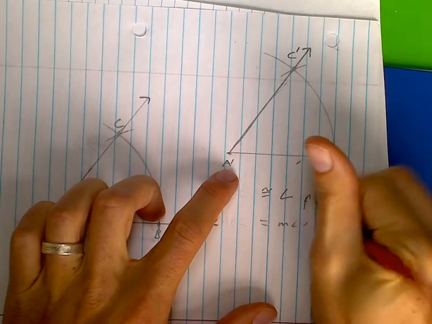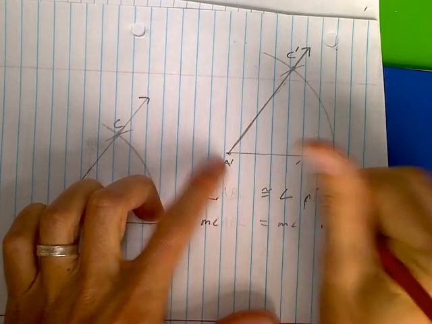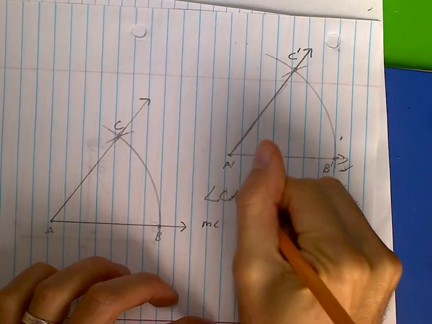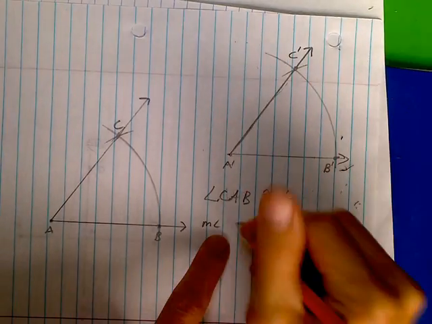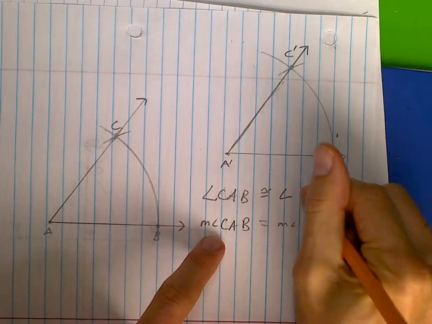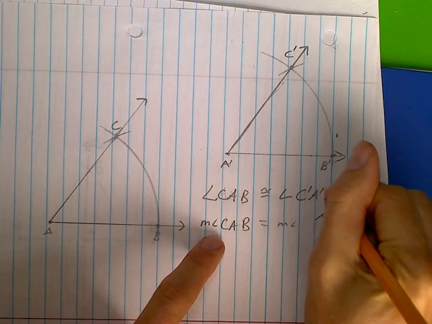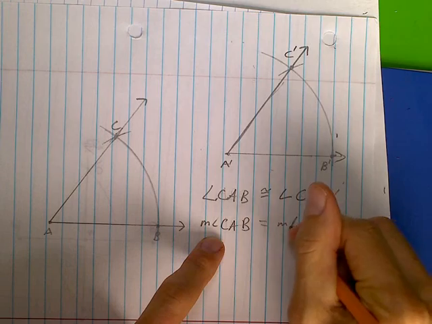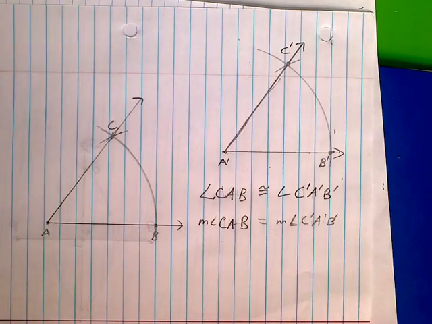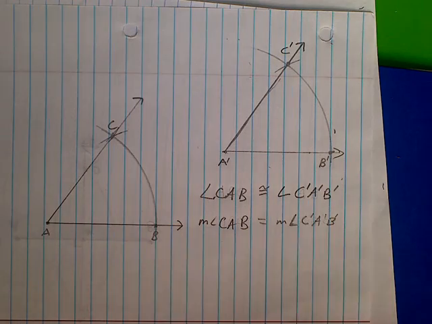Okay, so how would I write that angle, Tanner? Yeah, good call. C, A, B. Okay, and then same thing over here. C prime, A prime, B prime. Thanks. Okay.